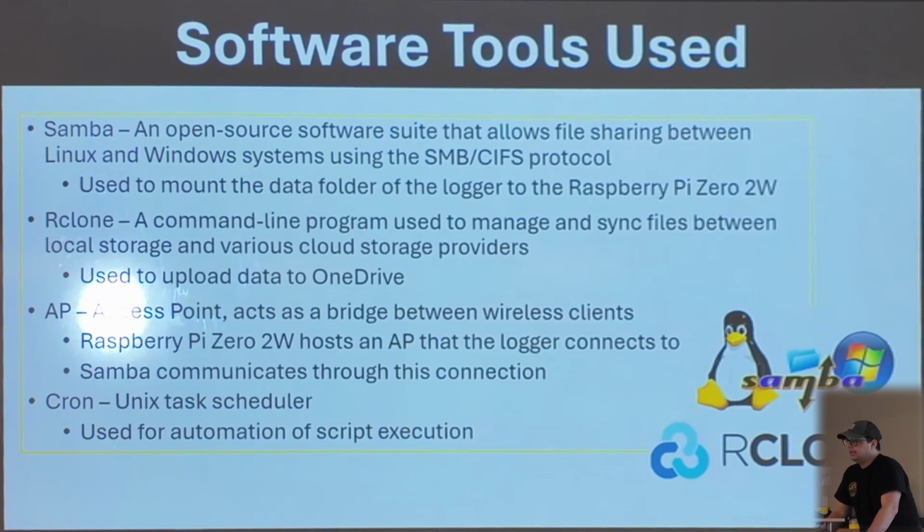rclone is a command line program used for managing files between local and cloud storage. And this tool was specifically used to upload data from a particular folder to a OneDrive account.